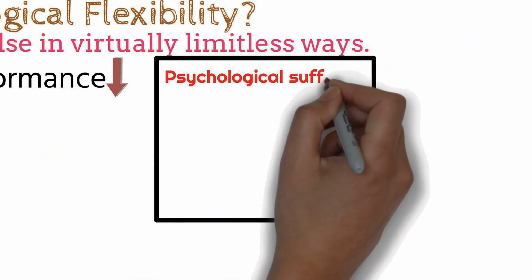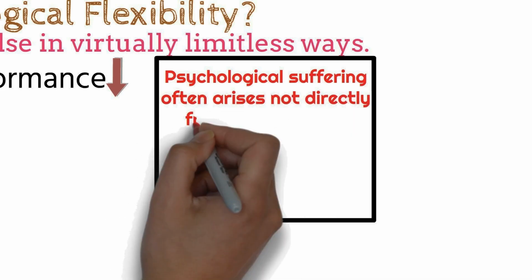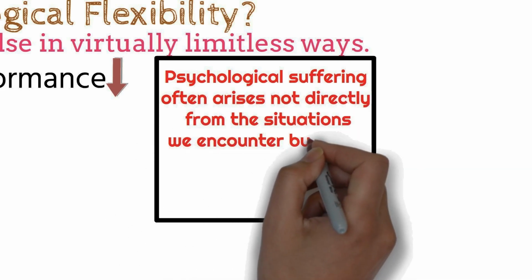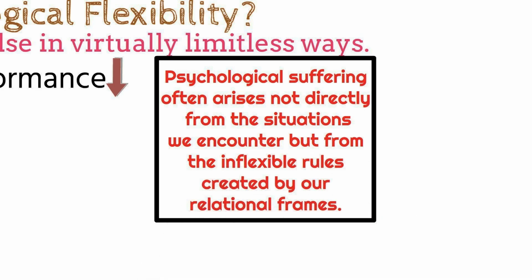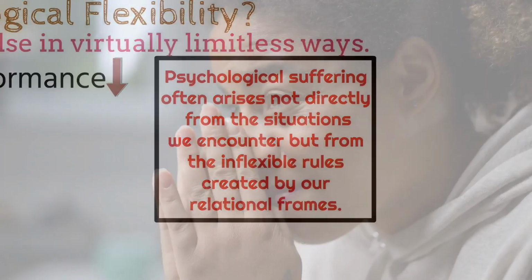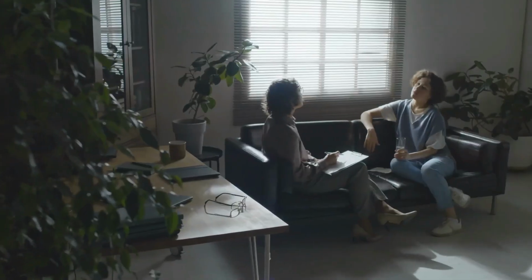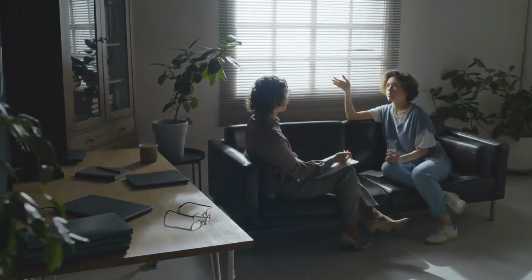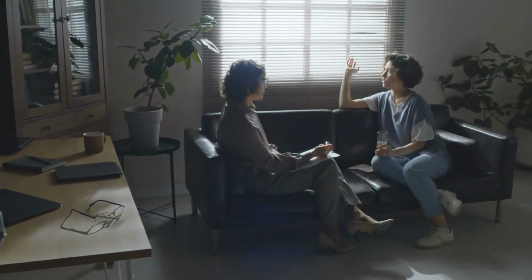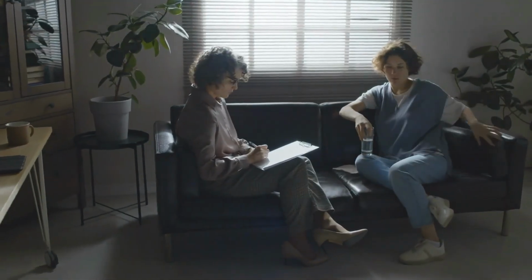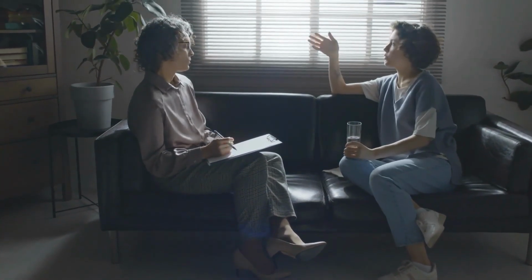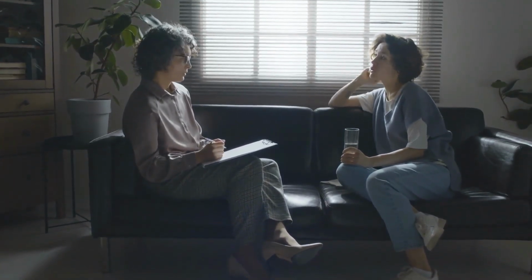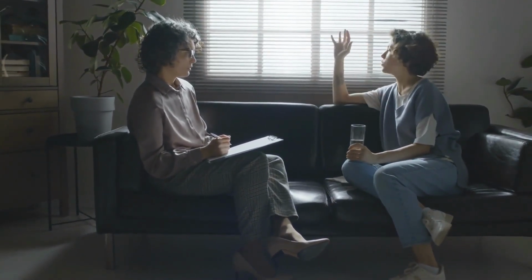It suggests that psychological suffering often arises not directly from the situations we encounter, but from the inflexible rules created by our relational frames. These are the shoulds and musts that dictate how we interpret our experiences. The role of RFT and ACT. In ACT, RFT principles are used to help clients understand how their language traps, e.g. self-defeating narratives, destructive labels, maintain their issues, and how they can develop more flexible ways of relating to their thoughts.